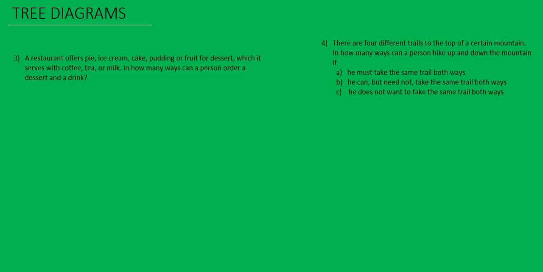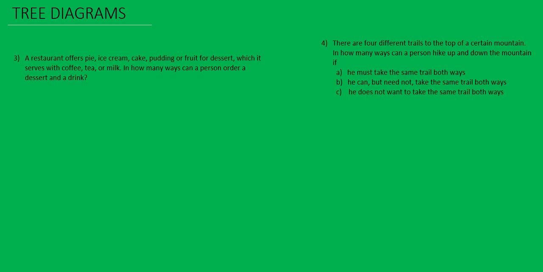Now let's jump to something more interesting, like food, and start counting meals. A restaurant offers pie, ice cream, cake, pudding, or fruit for dessert, which it serves with coffee, tea, or milk. In how many ways can a person order a dessert and a drink?